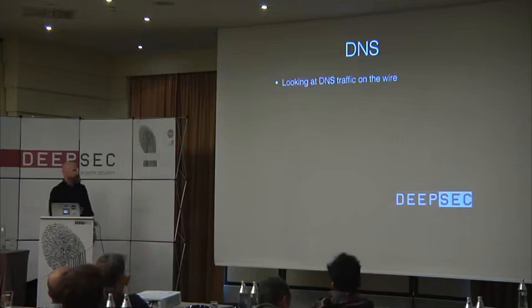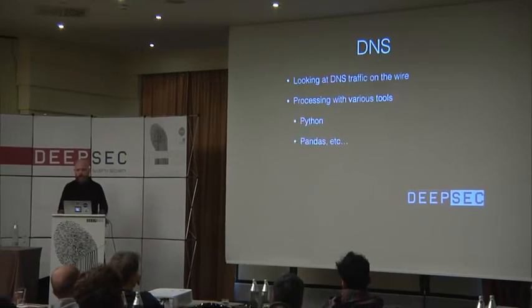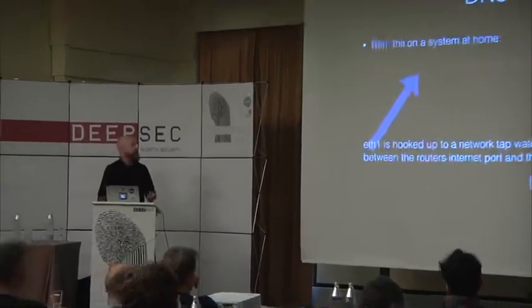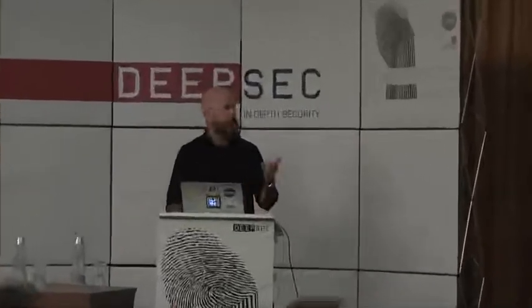So another idea is, if you have DNS data, which is streaming, I mean, you do have streaming DNS data, you can look at it on the wire dynamically as it's going. You process it with various tools like Python and pandas, and it's going into a database. In this case, here's what I did at home. I wanted to watch my network traffic for about a month, maybe 3 weeks.